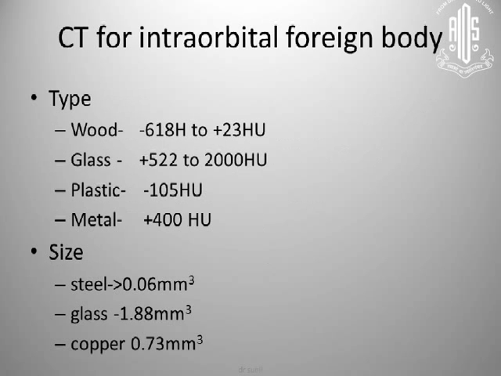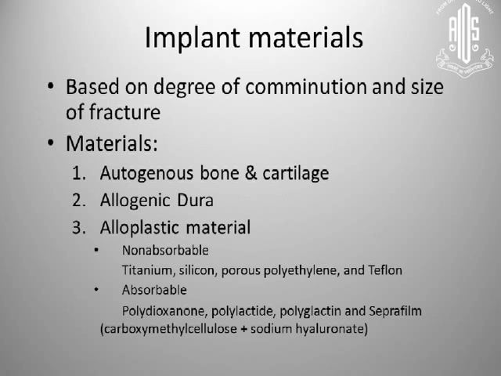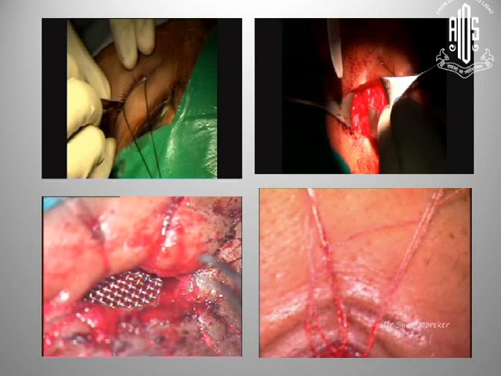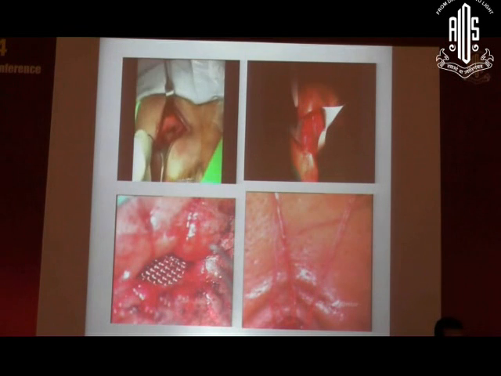CT for intraoperative foreign body is a good thing to know because oftentimes we do not know what caused the fracture. Many times the child is just found after trauma, and we have to rule out any type of foreign body. Now, classification of surgery could either be with or without implant, and the approach, although we promote endoscopic, sometimes the endoscopic approach is too difficult, and we may need to do an open approach.